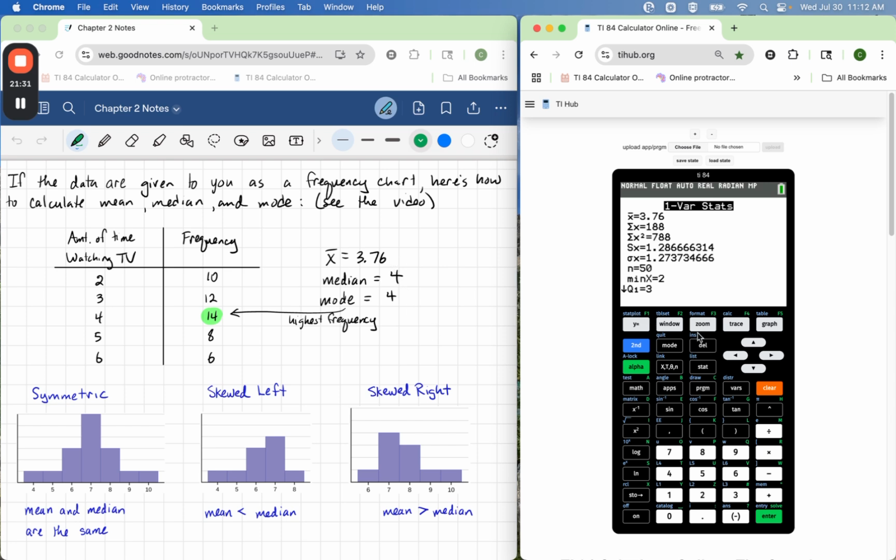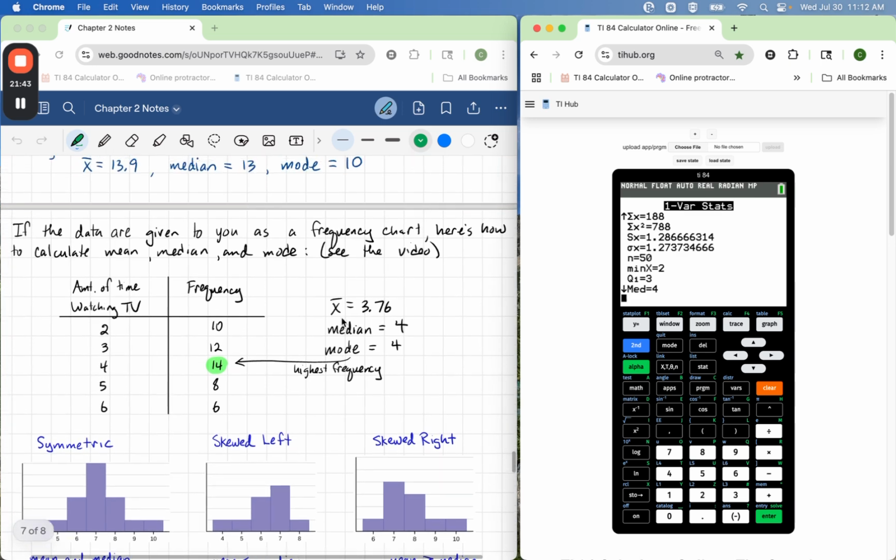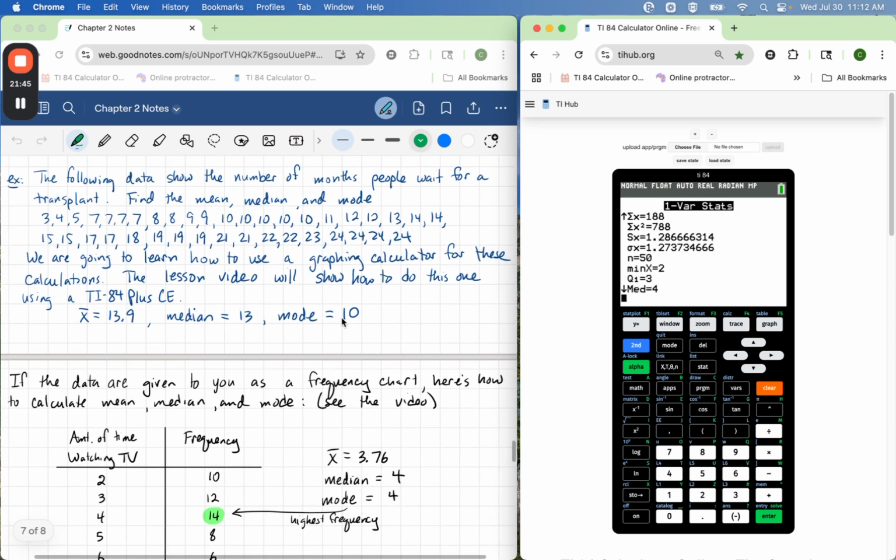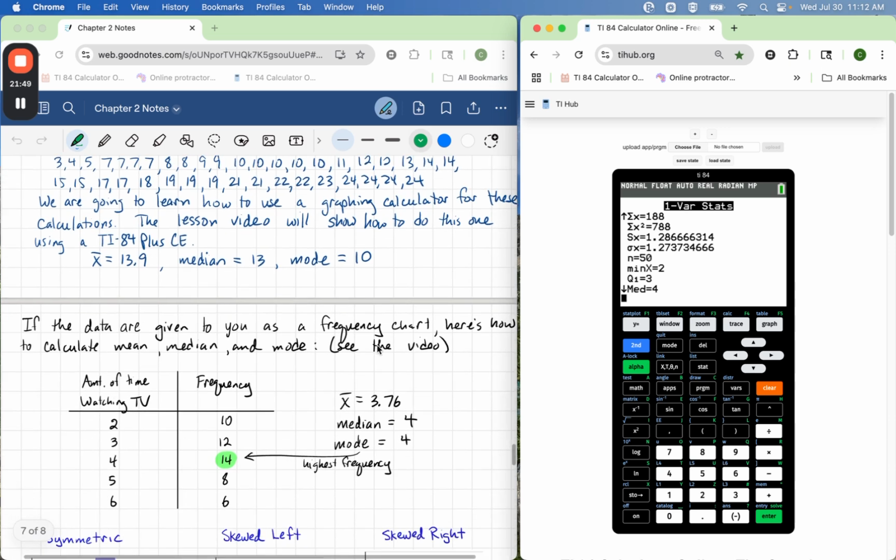My median, 4. Mode, you're just going to have to look at the frequency. What happens the most? The mode was 4 because it happened 14 times. I failed to mention the mode in the last example. Last example, the mode was 10 because 10 happened 5 times. It happened more than any other data value.